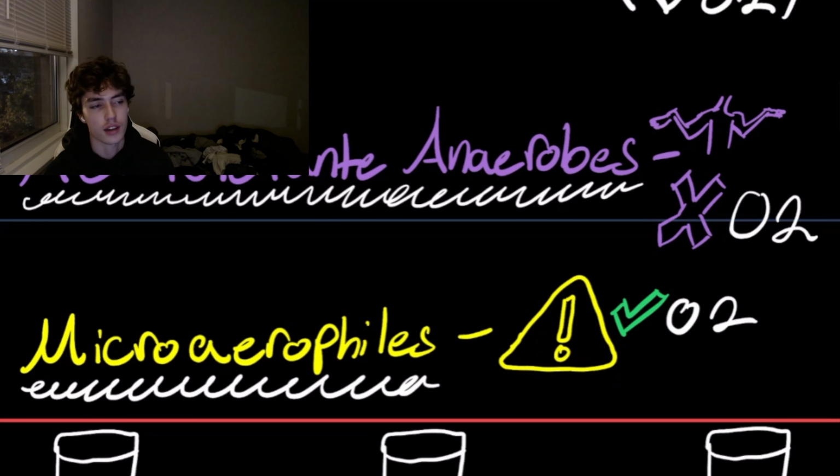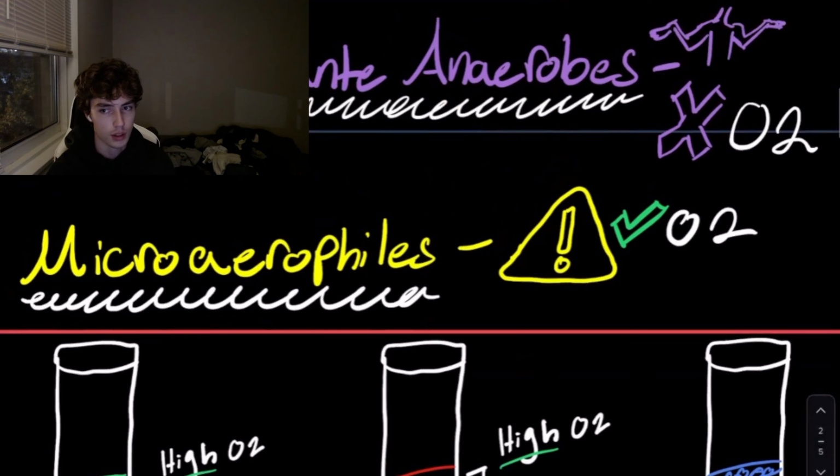Because the vagina is not completely free of oxygen, there's still some oxygen in there. They're going to be the bacteria that is actually thriving in that condition. So aerotolerant anaerobes, you're doing a great job most of the time.